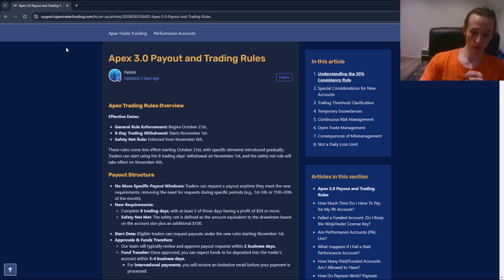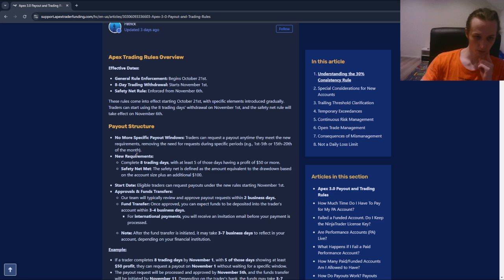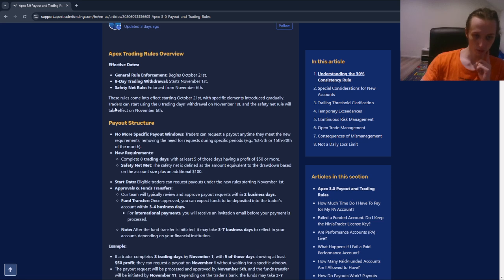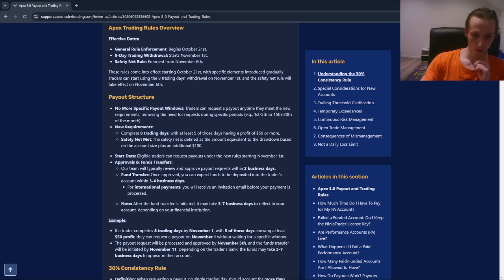Now let's go to the payout structure. No more specific payout windows. Traders can request a payout anytime they meet the new requirements, removing the need for requests during specific periods, for example the 1st or 5th, the 5th or 20th. So the new requirements are to complete 8 trading days with at least 5 of those days having a profit of $50 or more.